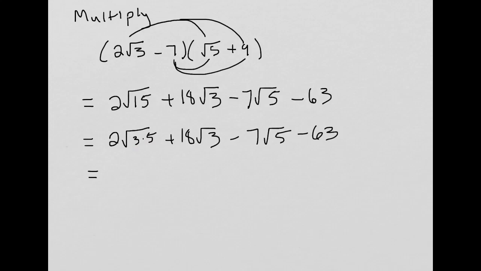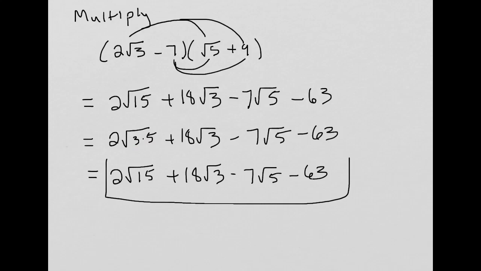So I'm stuck, so that means I'm just going to leave the first term as it originally was. So 3 times 5 is 15. I'm just going to leave it as 2 root 15 plus 18 root 3 minus 7 root 5 minus 63. And since I can't go any further and there are no like terms, this is my final answer.